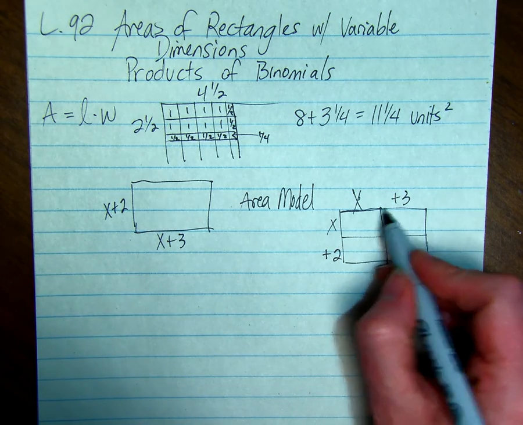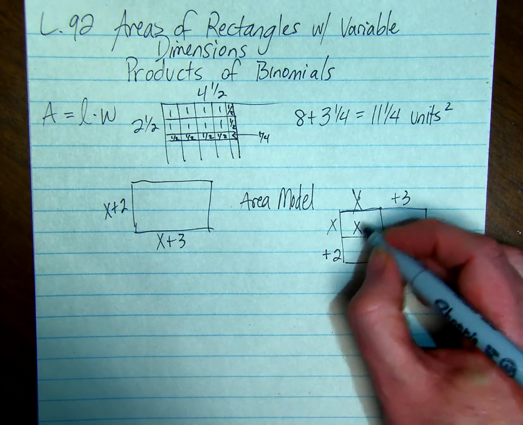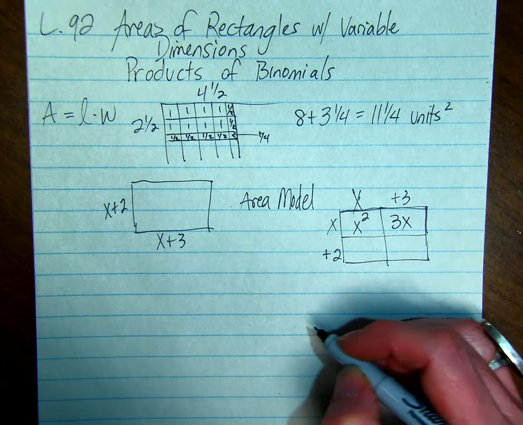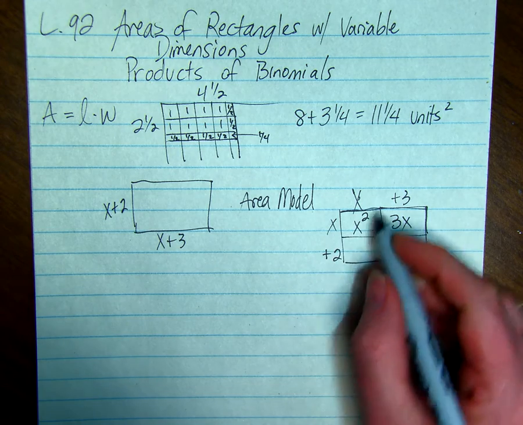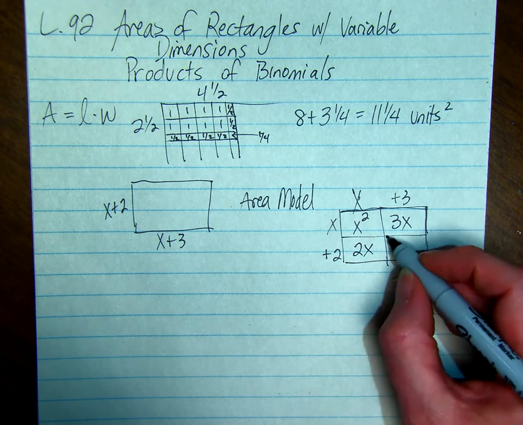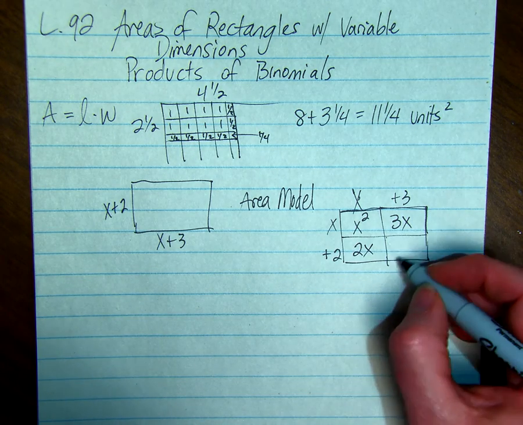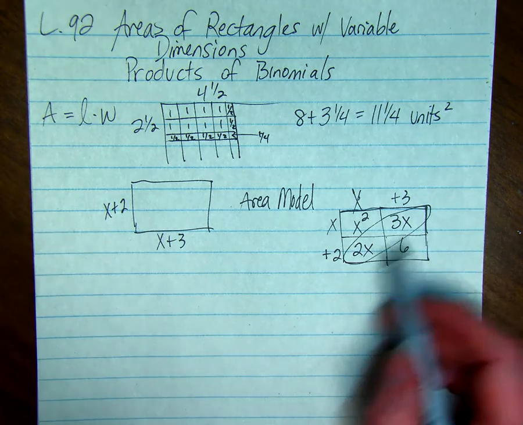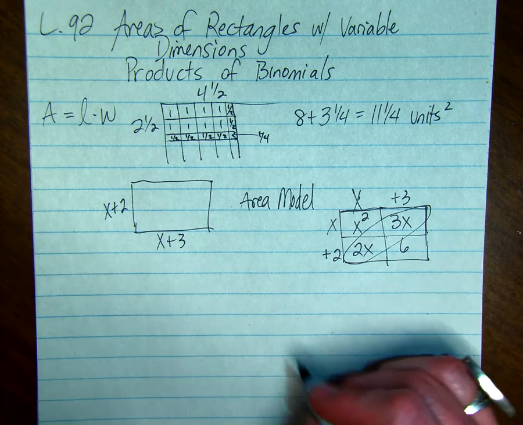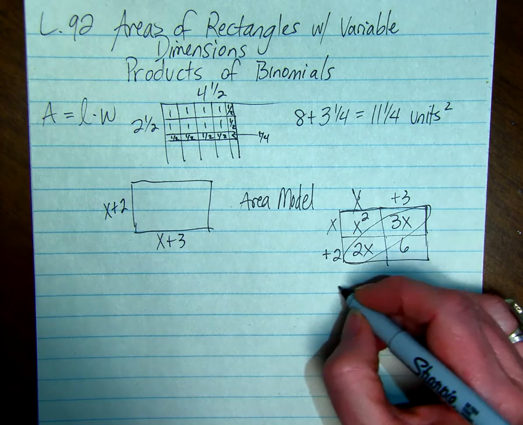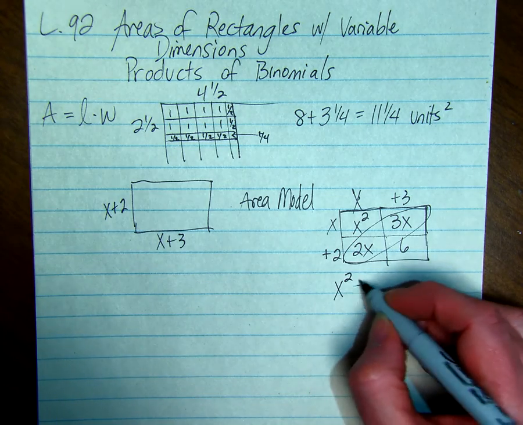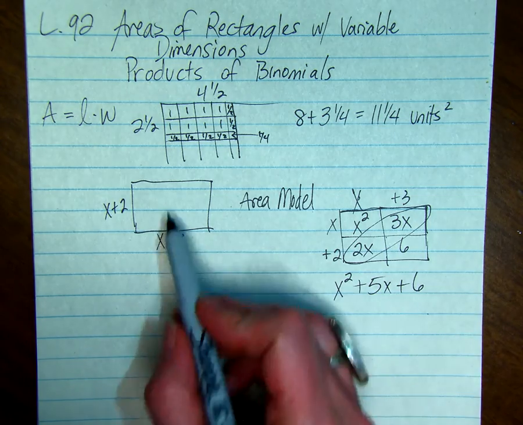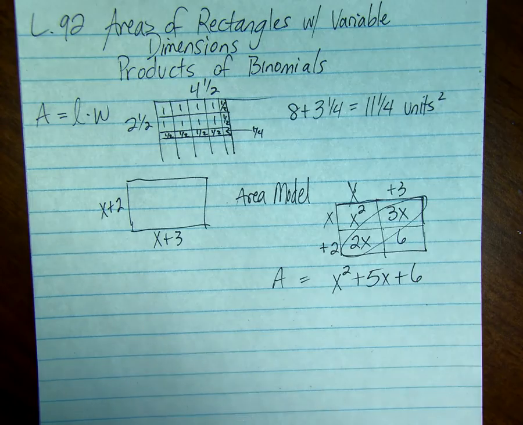So to find the area of this box, we just do x times x, which is x squared. To do this one, we do 3 times x, or 3x. To find the area of the lower left would be 2x, and to find the area of the lower right, it would be 2 times 3, or 6. Then we're going to add these like terms. They both have x's. So 2x plus 3x is 5x. So we have x squared plus 5x plus 6. That's going to be the area of this rectangle.